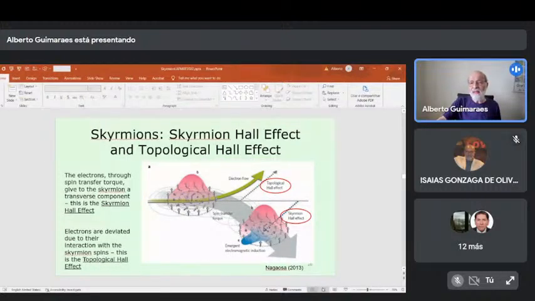Okay, another effect that is related to skyrmions is the topological Hall effect. The skyrmion Hall effect is this one, represented by this deviation, and the topological Hall effect arises from the interaction of the conduction electrons and the skyrmion structure here. The complex structure of the skyrmion interacts with the electrons, and the electrons are deviated. This is a type of Hall effect, which is called the topological Hall effect. So these are two effects that were observed with the skyrmion.